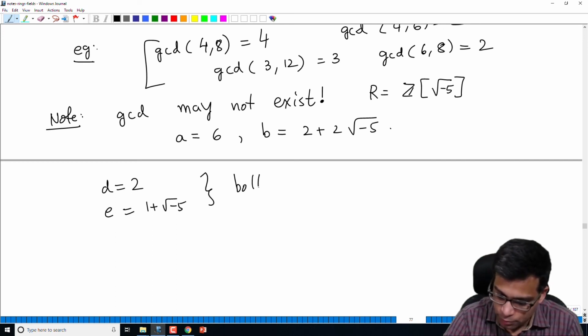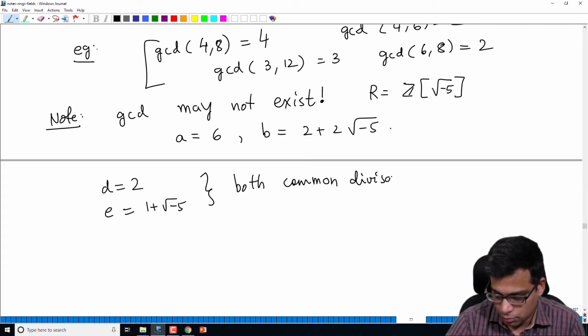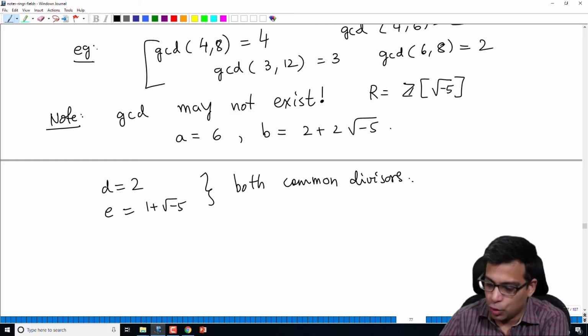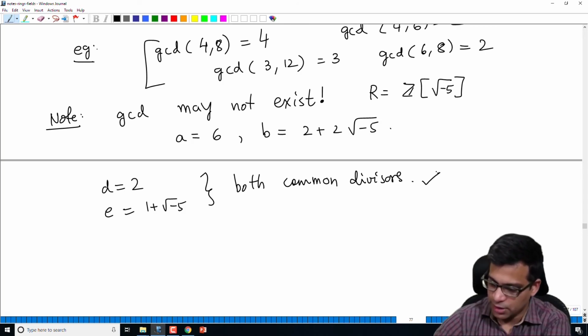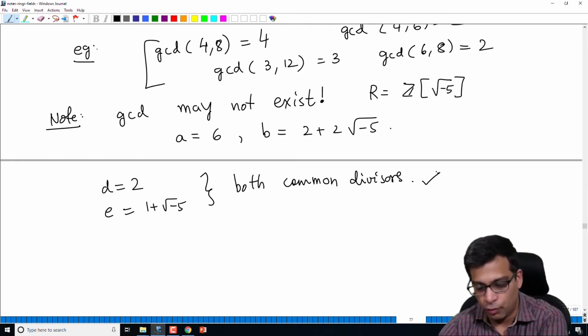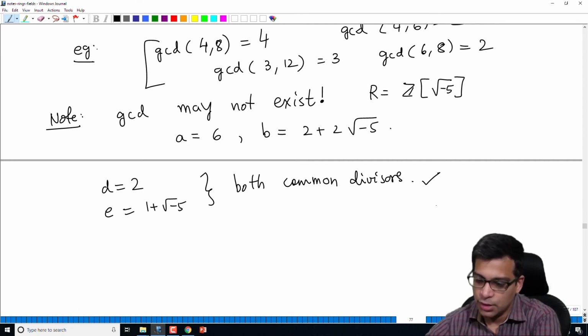These are both common divisors. One can show that both are common divisors. That is because 2 certainly divides 6: 2 times 3 is 6. 2 also divides this: 2 times 1 plus square root of minus 5 gives B. So this is easy. Similarly, E divides 6 because 1 plus square root of minus 5 times 1 minus square root of minus 5 is 6. So 1 plus square root of minus 5 divides 6. It certainly divides B, because 2 times this is B.